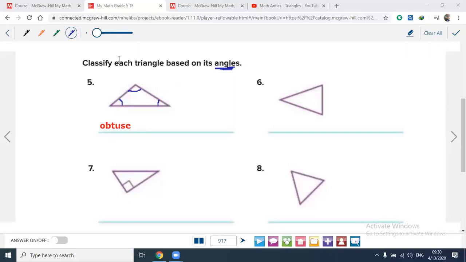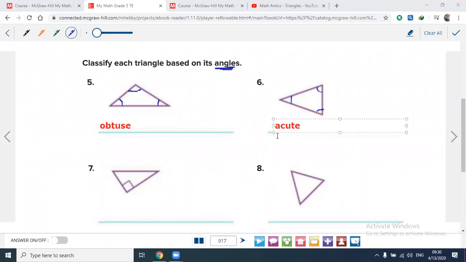Okay, and next one, number 6. You can make an arc inside each angle to classify the angles. Here I have a small corner, so it is acute. Here I also have a small corner. So all angles are acute. So the type of this triangle will be what? Acute triangle. Okay?